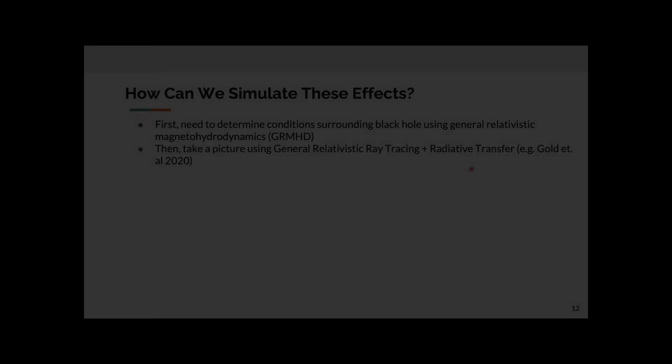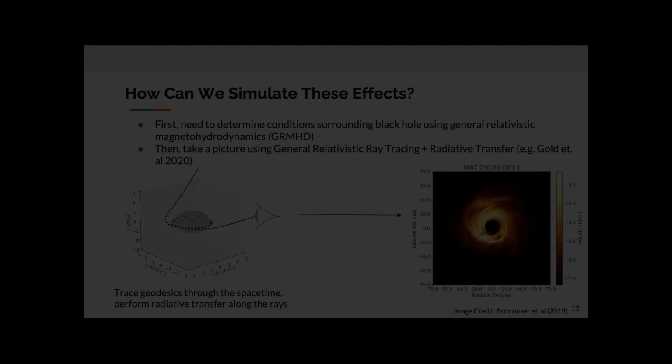And this works in the following way. In these ray tracing codes, an observer is set up far away from the black hole, and geodesics are then traced backwards through the space-time around the black hole, and radiative transfer is then integrated along these geodesics back up to the observer to determine the intensity along each ray. And this ultimately defines a simulated image of a black hole and works well for defining these images as seen by a distant observer.